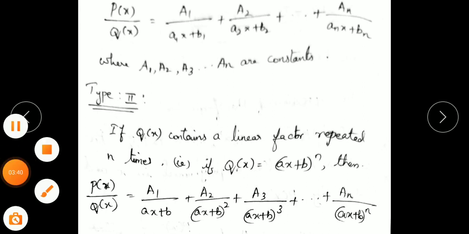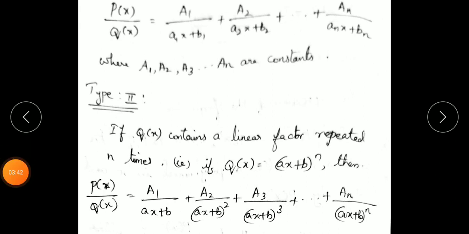So if it is a proper fraction as well as non-repeated linear factors, then it can be written as p of x by q of x is equal to A1 divided by a1x plus b1, plus A2 divided by a2x plus b2, and so on. Here A1, A2, A3 up to An are constants. Okay, so this is type 1.